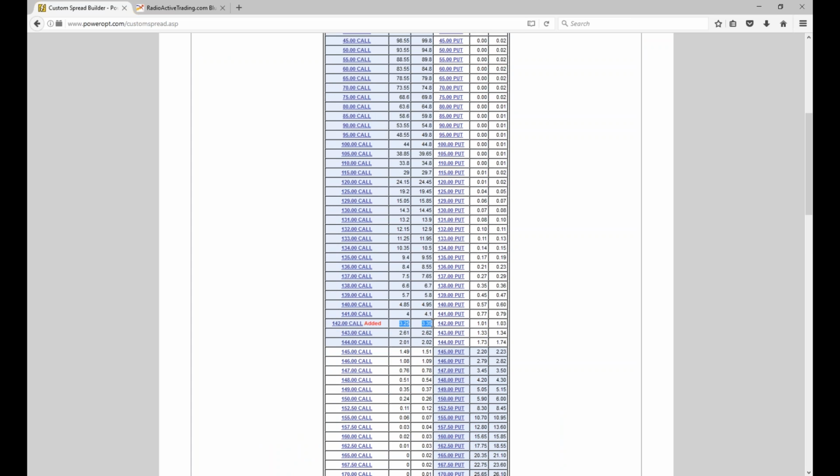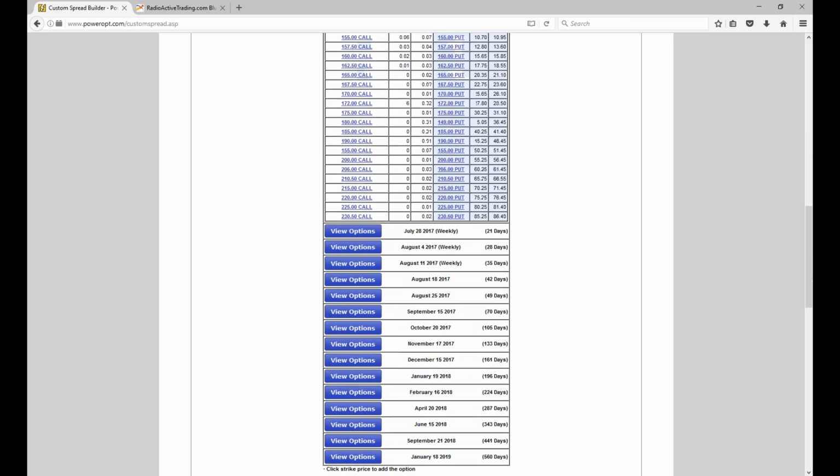midpoint of 330. By the way, this is not a recommendation or suggestion of opening a bullish spread on Apple come Monday. Okay, I'm just going through an example here. All right, so we're going to sell the 142 at 330. We're going to use midpoint on the 140, which would be 490. So right away, this actually looks a little bit better.